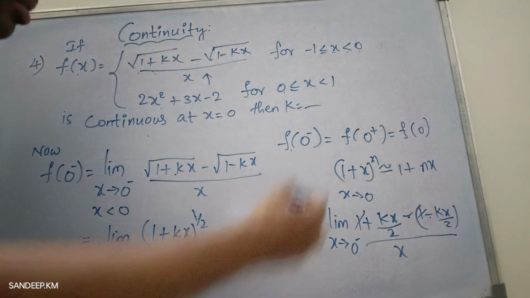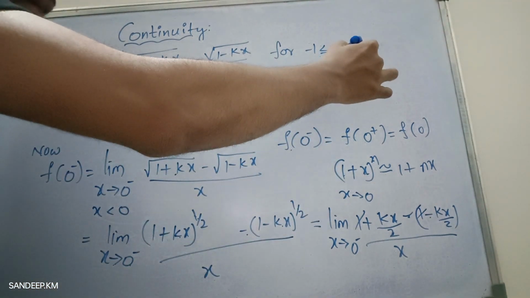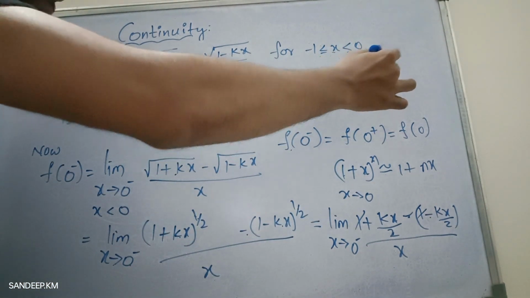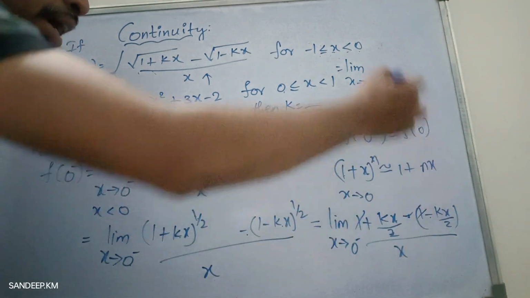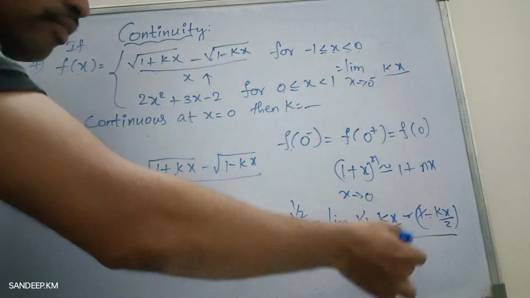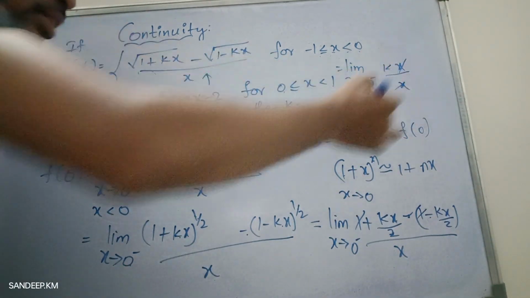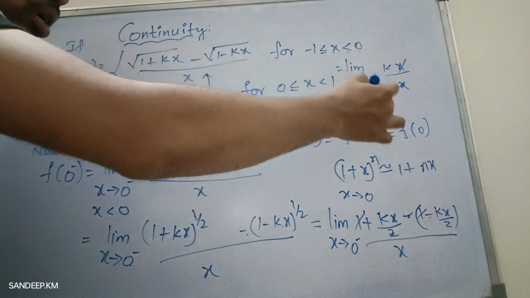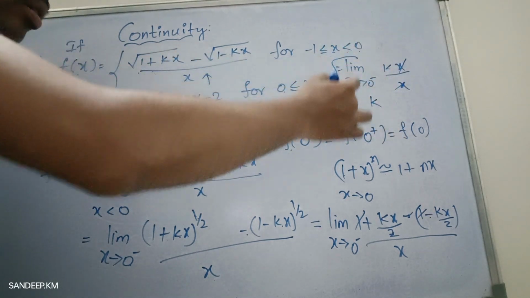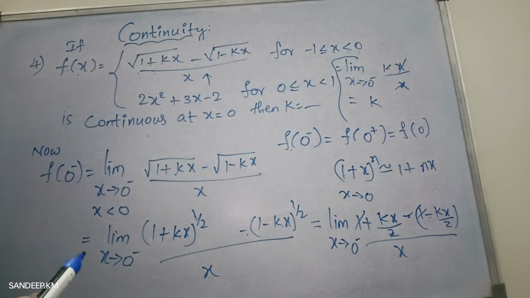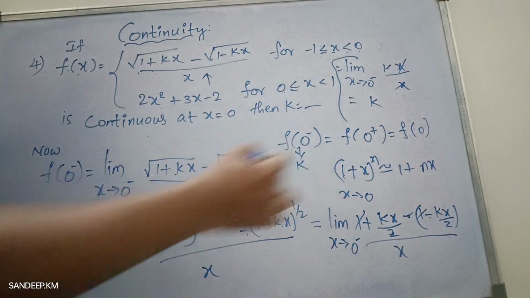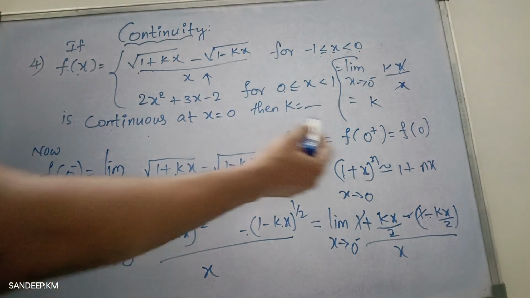What is it, dear students? So it is equal to limit x approaches 0, minus kx by 2 plus kx by 2 is kx, whole divided by x. x and x cancel, no need of limit anymore, it is equal to k. So dear students, our left hand limit. What is our left hand limit? I got left hand limit as what? k.